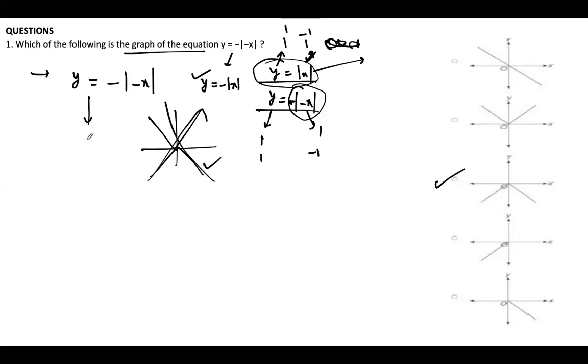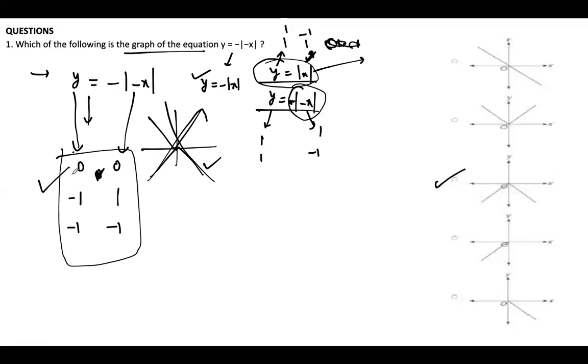And there's one more way. If you are not thinking with respect to graph, let's say take 3 points. These are not coordinates, okay? These are the values. x is 0, y is 0. x is 1, so y will be minus 1, because mod of 1 is 1 and there is a minus sign. If I say x is equal to minus 1, so this will be plus 1 and minus of 1 is minus 1.